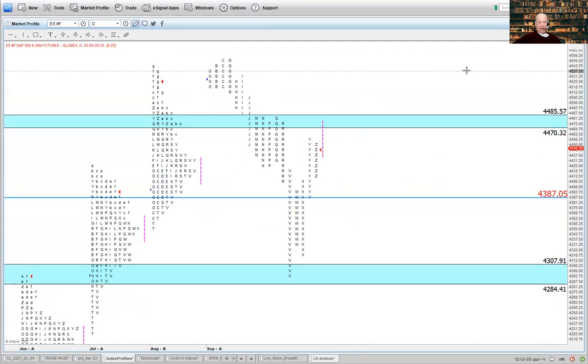This is the ES. Now, these are the futures markets. I apologize if I'm confusing you. I showed the cash charts earlier. These profile charts are the futures charts. Okay, here's the ES. You can see the levels on here.